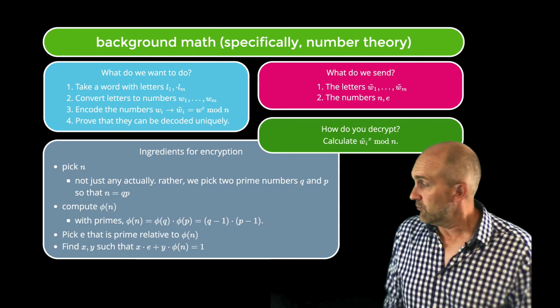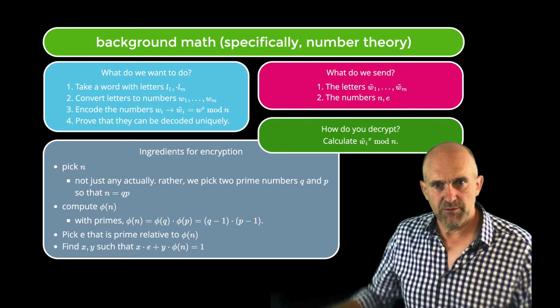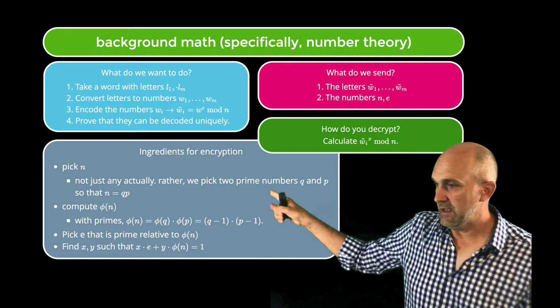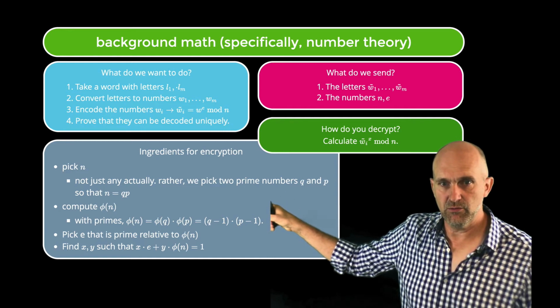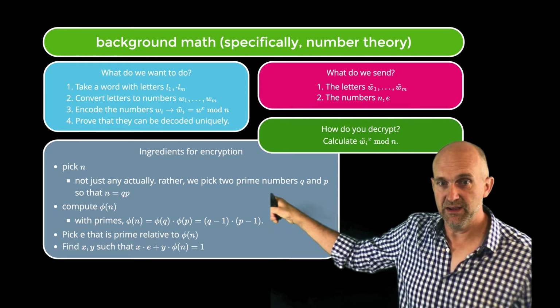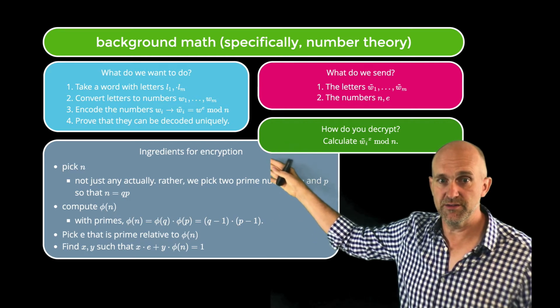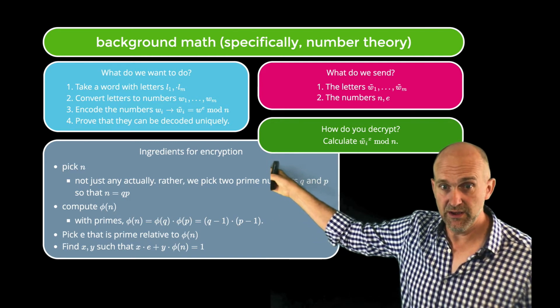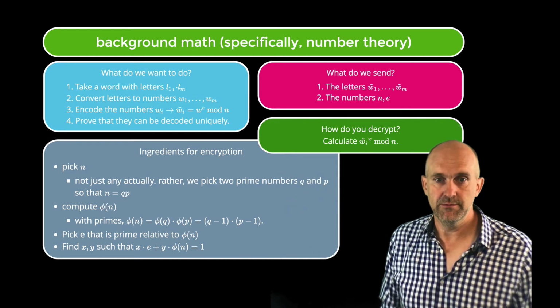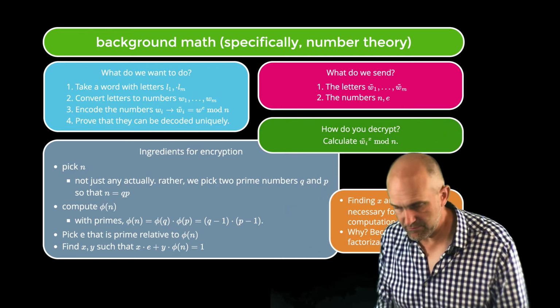Now, how do we decrypt it? Well, what we're going to do is calculate the function where we take w tilde. So for each letter, we take it to the power of this number e that we obtained, modulo the number n.